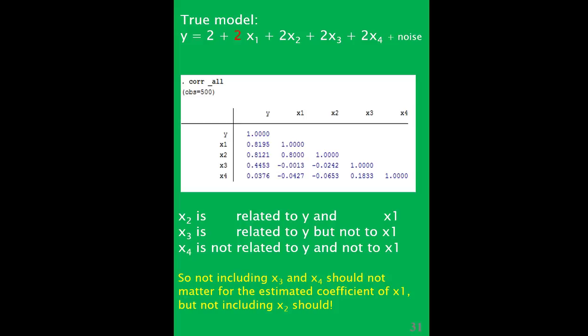And the only one that should be in trouble is x2 here. x2 is related to both y and to x1. So x2 is related to y, 0.31, and to x1, 0.8. So now I have that extra term where there is no 0 to be found, 0.8 times 0.8, and that will cause us some trouble.